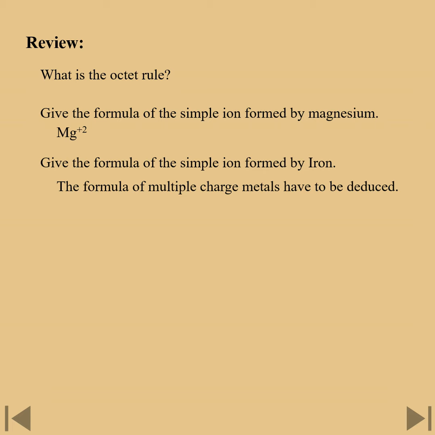And now, what is the charge of the simple ions formed by group 6A? Oxygen is an example of a group 6A element, and everybody in group 6A wants to gain 2 electrons to be like the next noble gas. Gaining 2 electrons means they have a negative 2 charge.